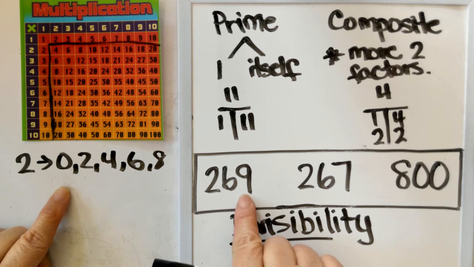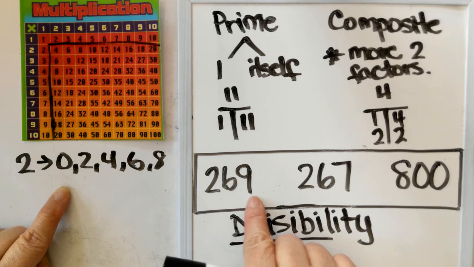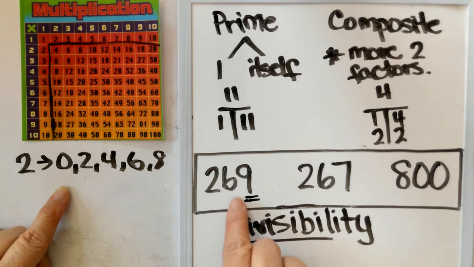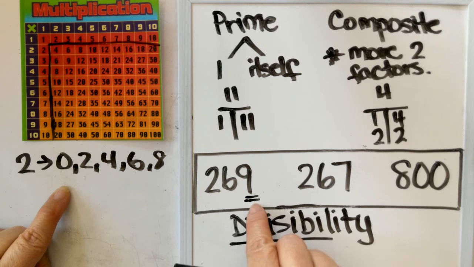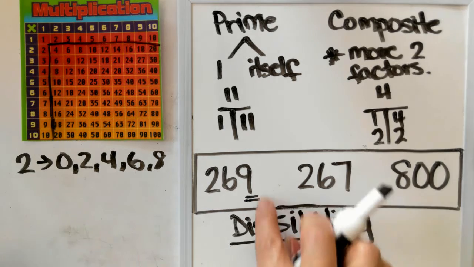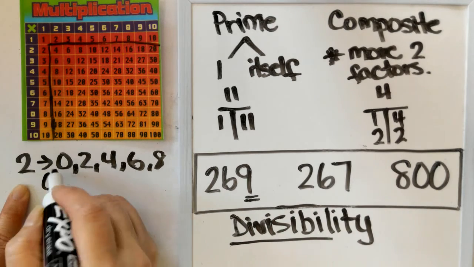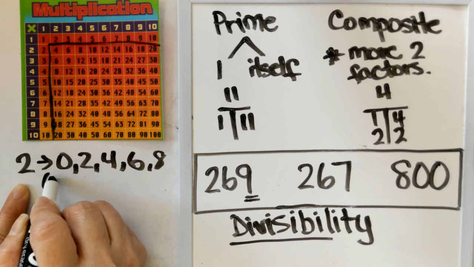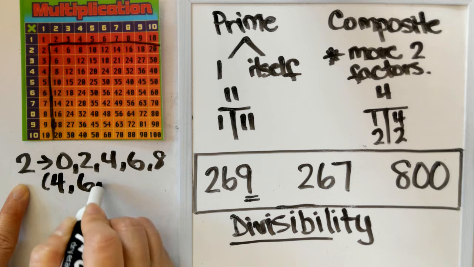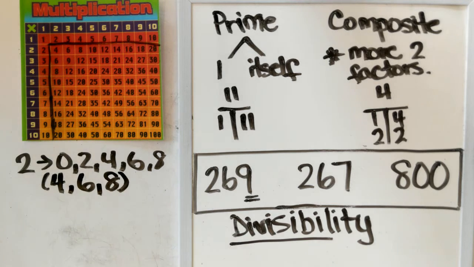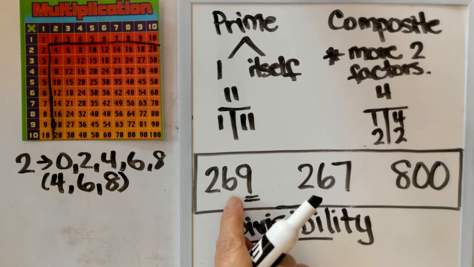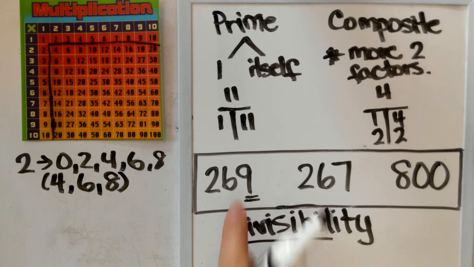So let's look at this number. Is this even? No, because the ending number, it doesn't matter what it begins with, but the ending number is not even. The ending number is 9. Therefore, this number right here is not divisible by 2. And anytime a number is not divisible by 2, it is also not divisible by 4, 6, or 8. Okay, it's that simple.